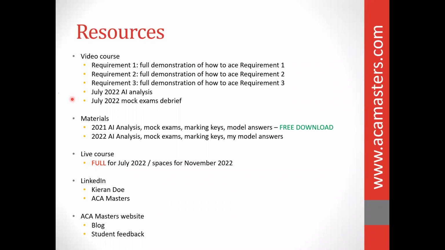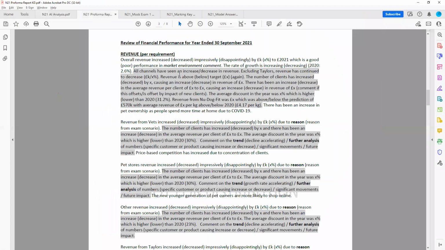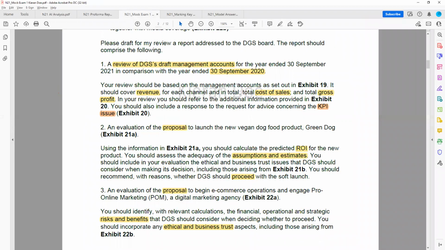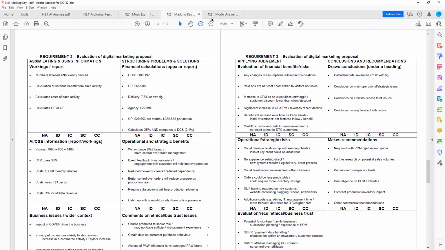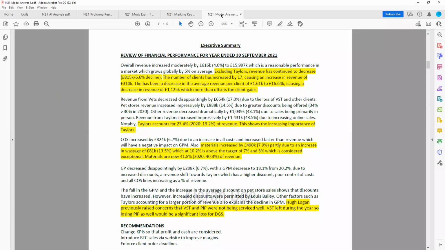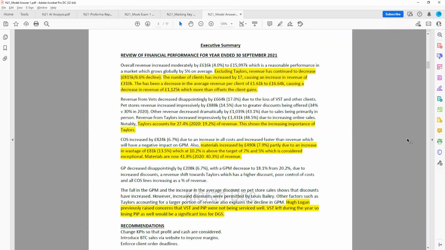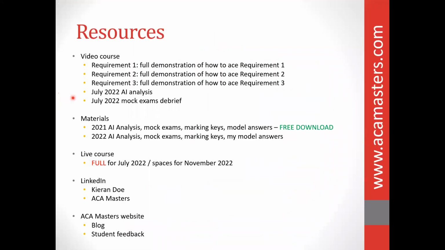And then we'll be doing our 3 mock exams based on the July exam. So there will of course be my pro forma report for you to use in the exam, and then 3 mock exams, like this, which will come with the marking key and the model answer. So there'll be videos where I'll be debriefing those, and I'll be explaining exactly how you should have interpreted the exam paper, the types of points you should be including in your answer, so that it'll get you really well prepared for your exam in July.